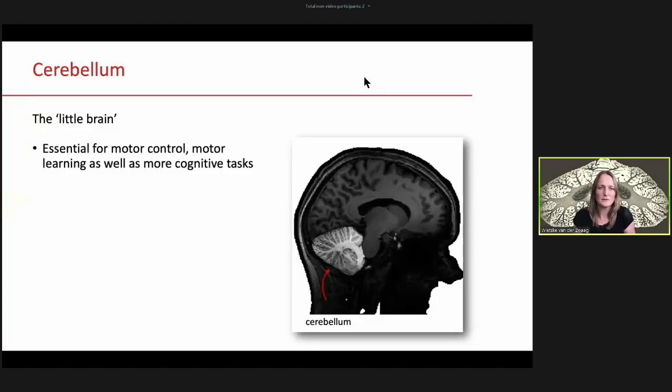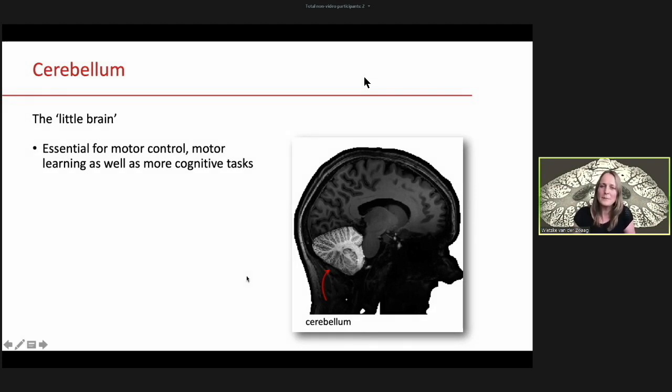So what is it, the cerebellum? It's a little brain, literally. It's essential for a lot of our daily tasks, motor control, motor learning, but also for more cognitive things like speech and emotion control even.